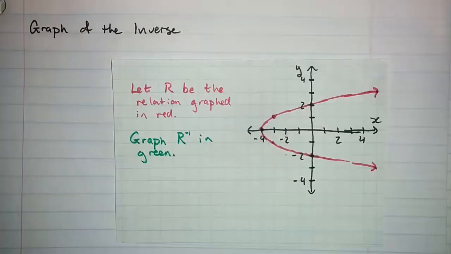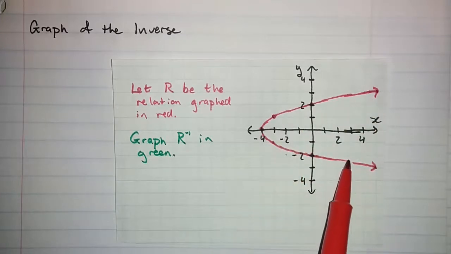Now we often look at relations that are defined by graphs. What does the graph of the inverse of such a relation look like? Suppose we have the relation graphed in red. Looking at this graph, I can see pretty plainly some of the points on the relation R.